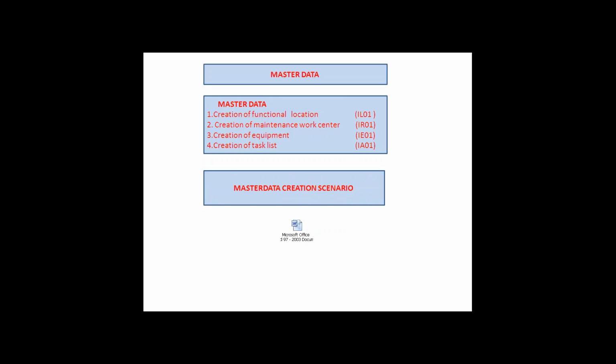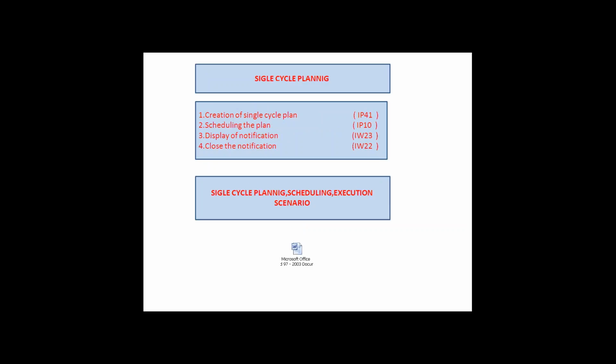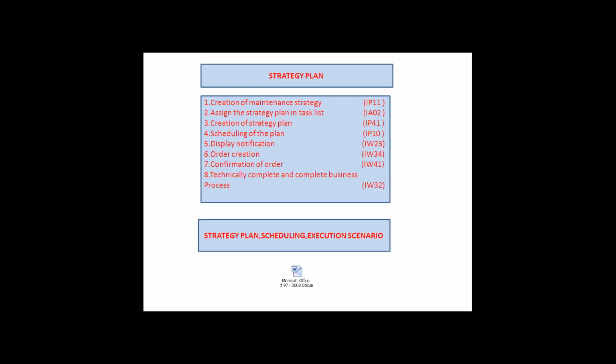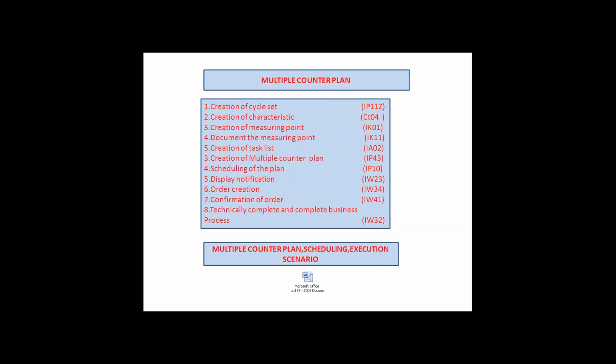And to create all these things in SAP, we use transactions called IL01, IR01, IE01, IA01. So like this, you will come across many transactions while we have classes using SAP as a software. Now there are so many scenarios like master data you have to create. For a single cycle plan, how you will carry out: IP41, IP10, IW23, IW22. Then strategy plan, then multiple counter plan. There are different plans.